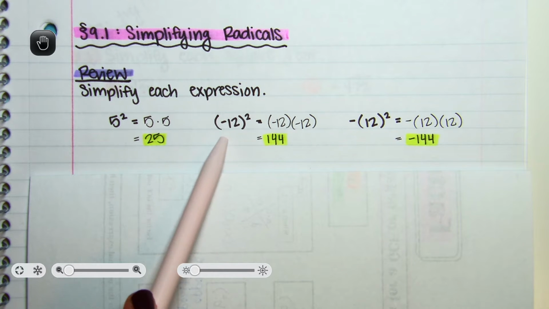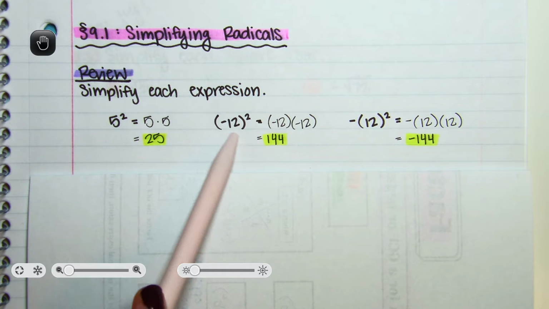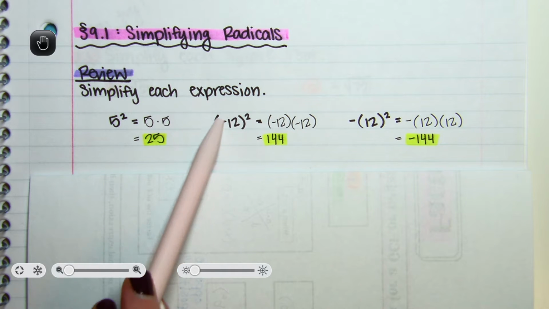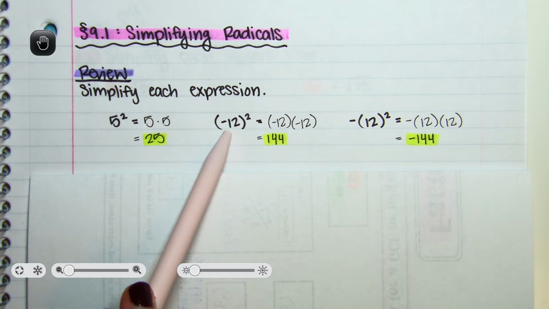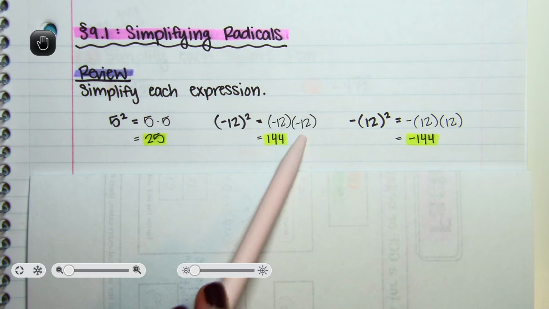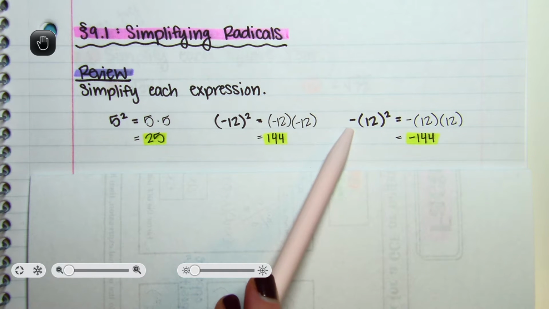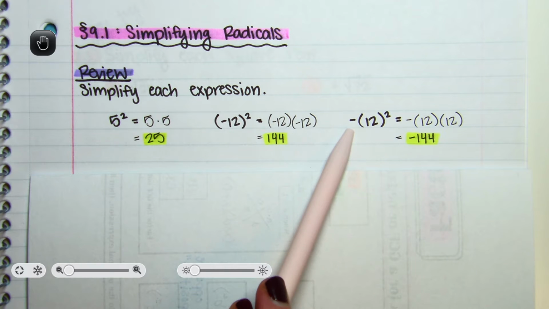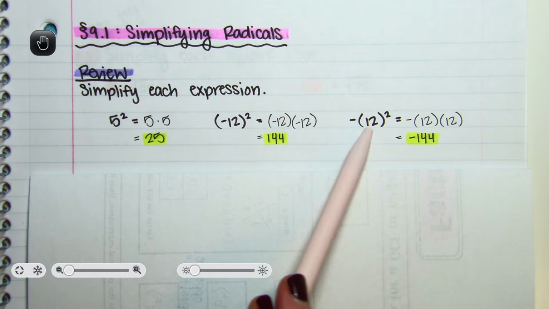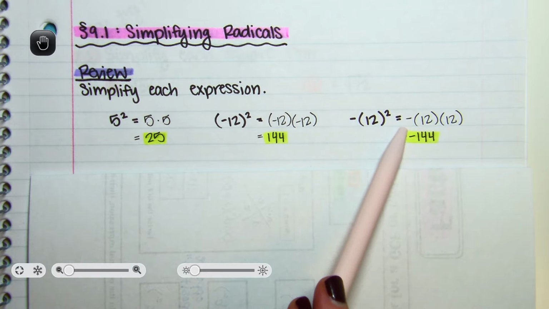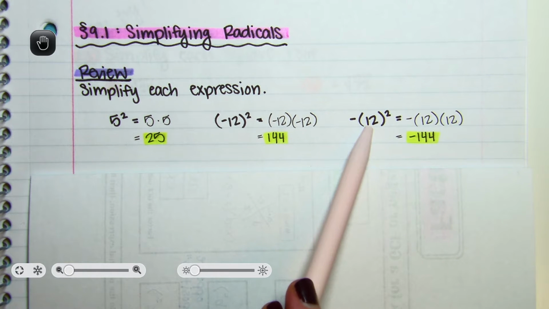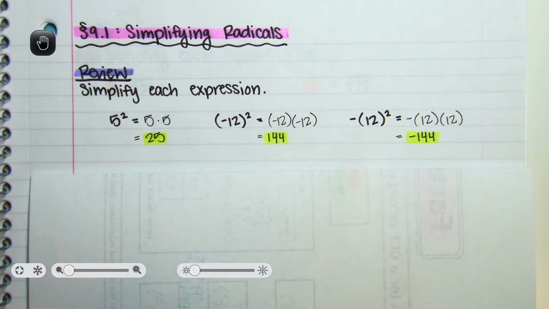Negative 12 squared, notice that the negative is inside the parentheses, so it's saying this whole quantity, negative 12, is what's squared. So negative 12 times negative 12 is positive, because a negative times a negative is a positive. Versus this one, the negative sign is on the outside, so it's negative, and then the 12 squared. So the negative stays out in front. We're just squaring the 12. It's really important that you understand the difference between these two and the placement of the negative sign.